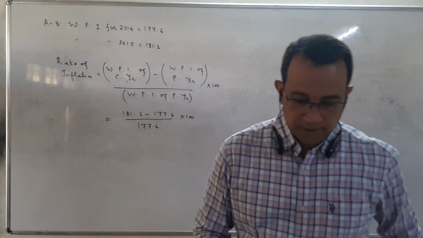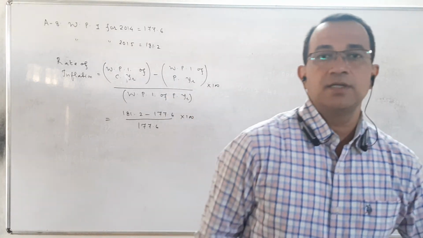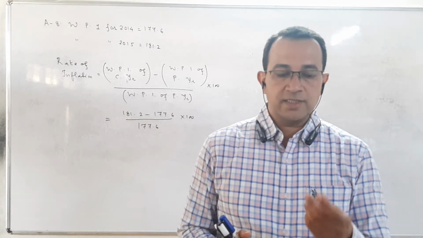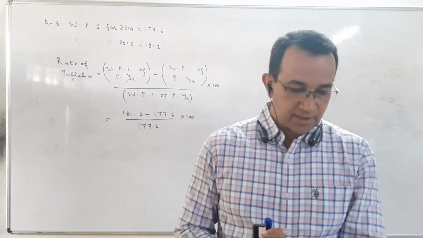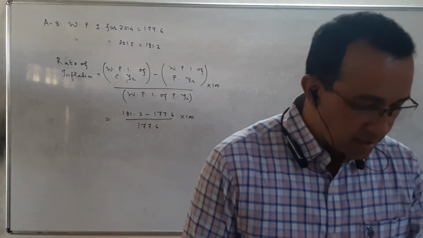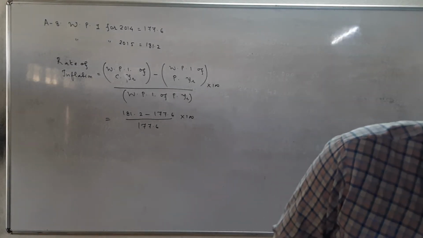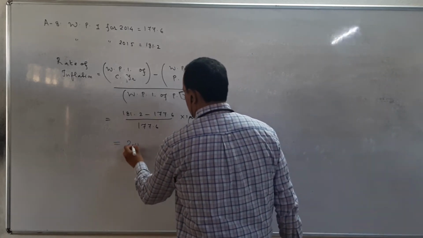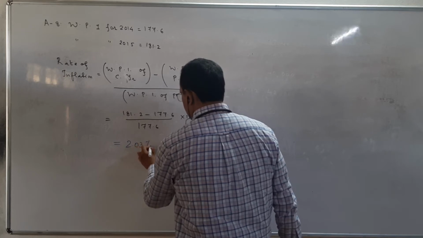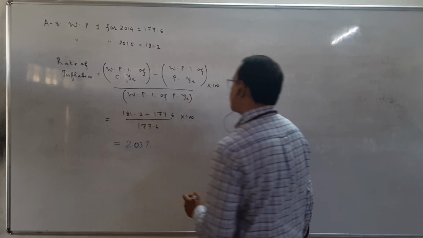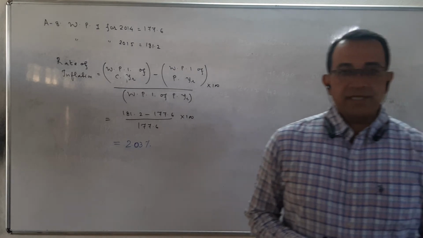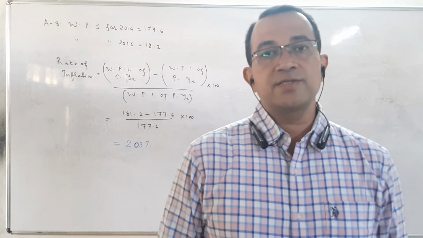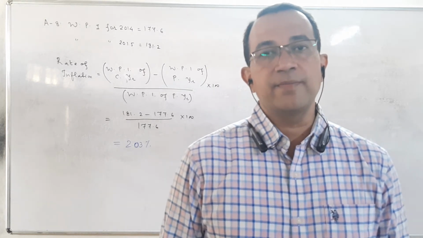Okay students, if in the previous section B we have forgotten to multiply by 100, understand that to express this in percentage, we generally multiply by 100. Simplified, we get the answer as 2.03%. Okay, in section B students, if I have not multiplied by 100, you understand that to express this in percentage, we multiply by 100.